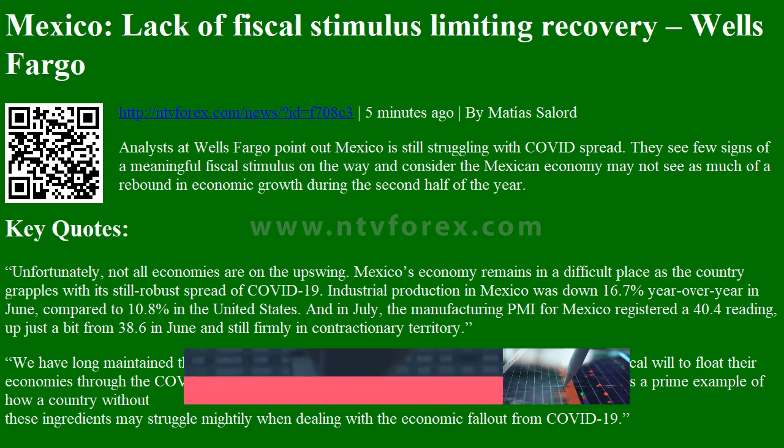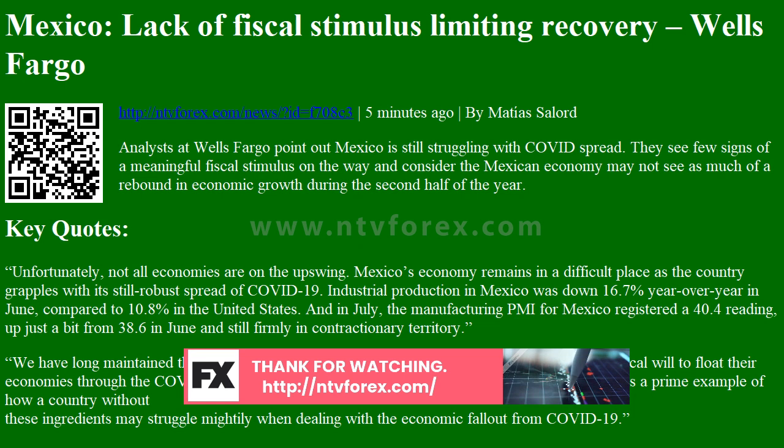Key quotes: Unfortunately, not all economies are on the upswing. Mexico's economy remains in a difficult place as the country grapples with its still robust spread of COVID-19. Industrial production in Mexico was down 16.7% year-over-year in June, compared to 10.8% in the United States. And in July, the manufacturing PMI for Mexico registered a 40.4 reading, up just a bit from 38.6 in June and still firmly in contractionary territory.